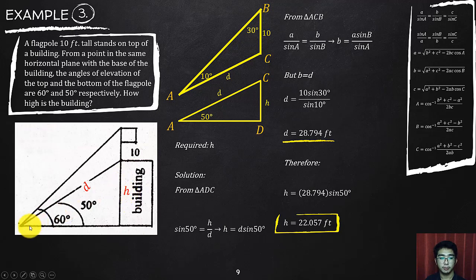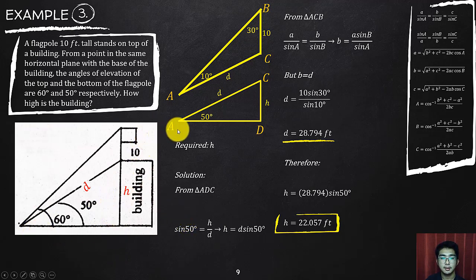From the ground here, let's adopt point A, towards the top of the building, let's adopt point C, and then back to the base of the building. Since we already used B, let's now use D. So we're going to call this triangle ACD or triangle ADC.